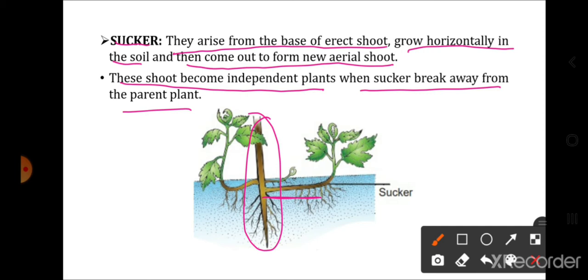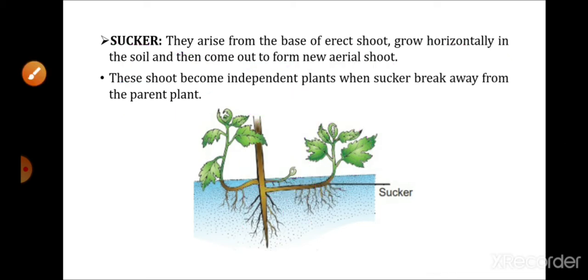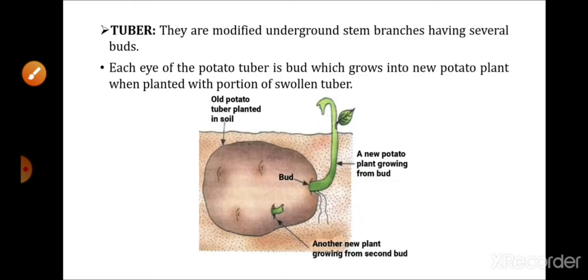From this portion, it grows horizontally in the soil. So this portion is growing horizontally in the soil, right? Now here it is forming the adventitious roots, and then this shoot comes out to form the aerial shoot. Okay, this portion, this sucker, comes towards the outer side to form the aerial shoot. So this is how the sucker is involved in the formation of the new plant.